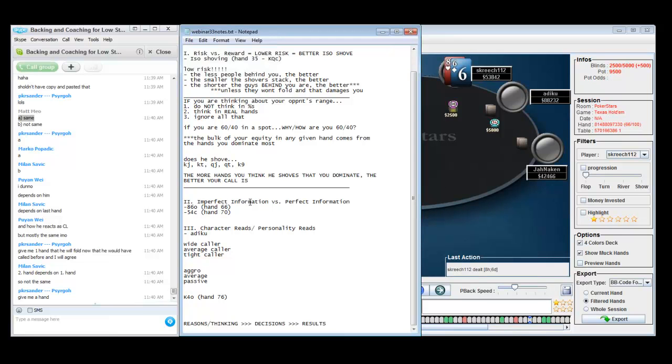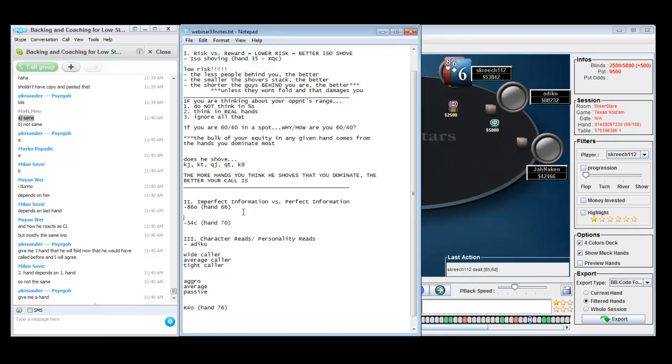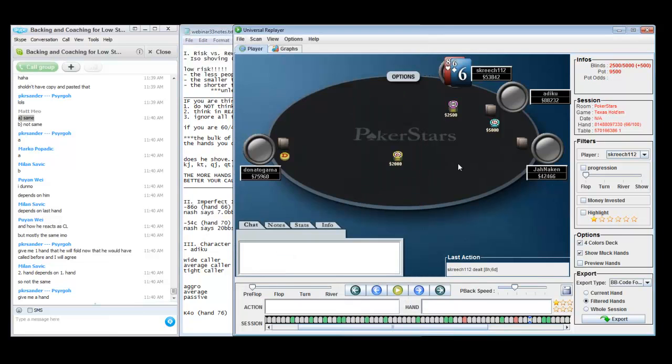So here's some statistics I'm going to give you, and tell me if I can change your mind at all. This is something I looked up earlier. Nash says you can shove 8-6 offsuit for exactly 7 big blinds, 7.0, and it's unexploitable. Nash says you can shove 20 plus big blinds with 5-4 suited. Does that change your mind about either of these hands?